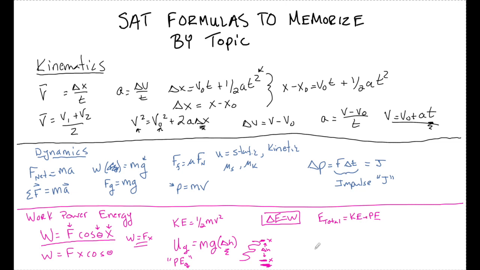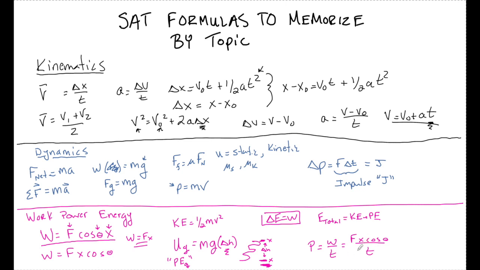And the last work, power, energy item is power, and power is the rate at which we do work. So the amount of work done divided by t. If we want to derive this even further, we know the definition of work. Work is force times displacement cosine theta divided by t. That is another way that you can find power.